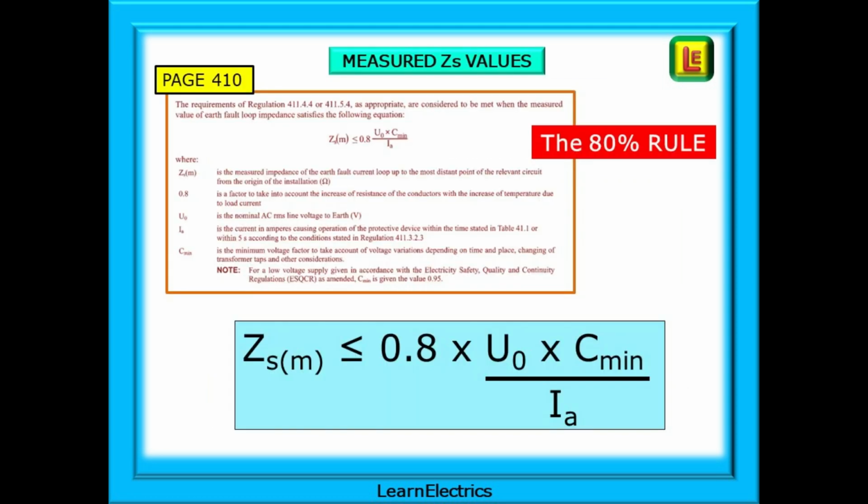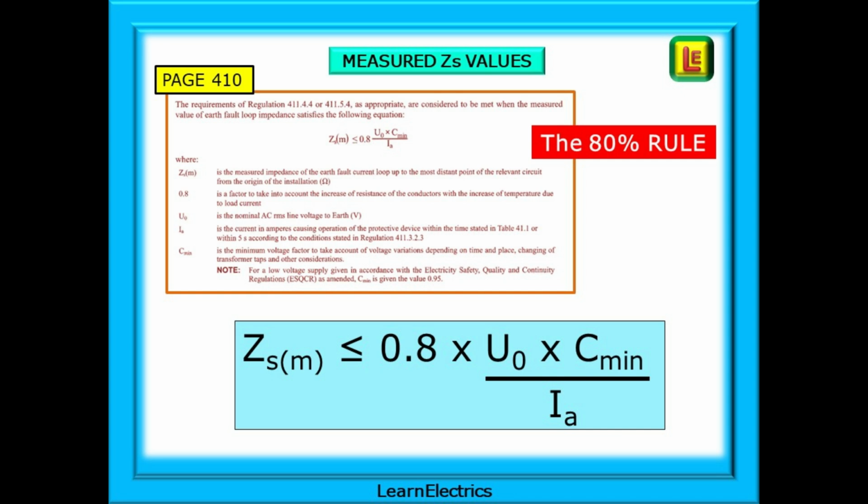This is because of a thing called the 80% rule. Measured ZS values, as found in the on-site guide, will make an allowance and adjustment for temperature changes. As the temperature of the copper conductor increases, the resistance of the conductor will also increase. But these ZS maximum figures must be correct at all temperatures up to 70 degrees Celsius. We achieve this by making ZS even smaller, so that at 70 degrees the resistance or impedance has still not exceeded the ZS maximum figures.